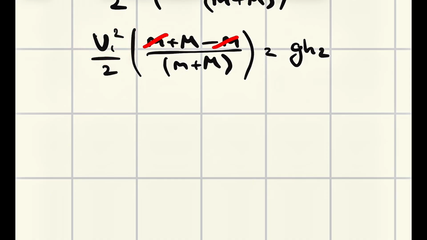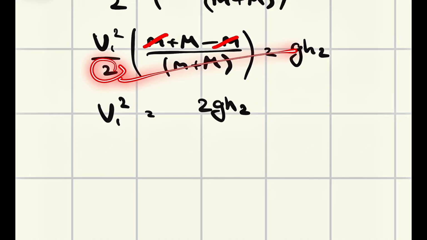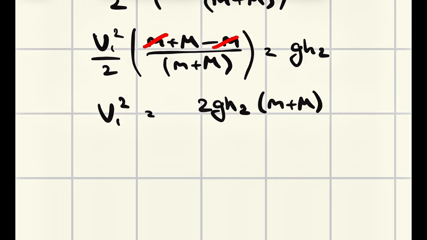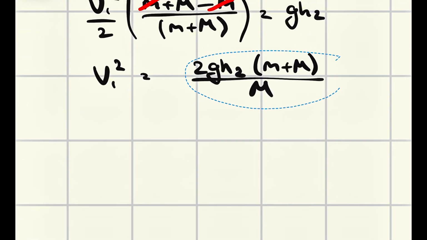It would be velocity 1 squared equals 2gh2, because these two just go up. This mass goes down, and this thing goes up instead. Just basic proportion. I hope that you understand what I'm doing right now. M plus m, and below we will have just m itself, the large M. Let's bring it closer.